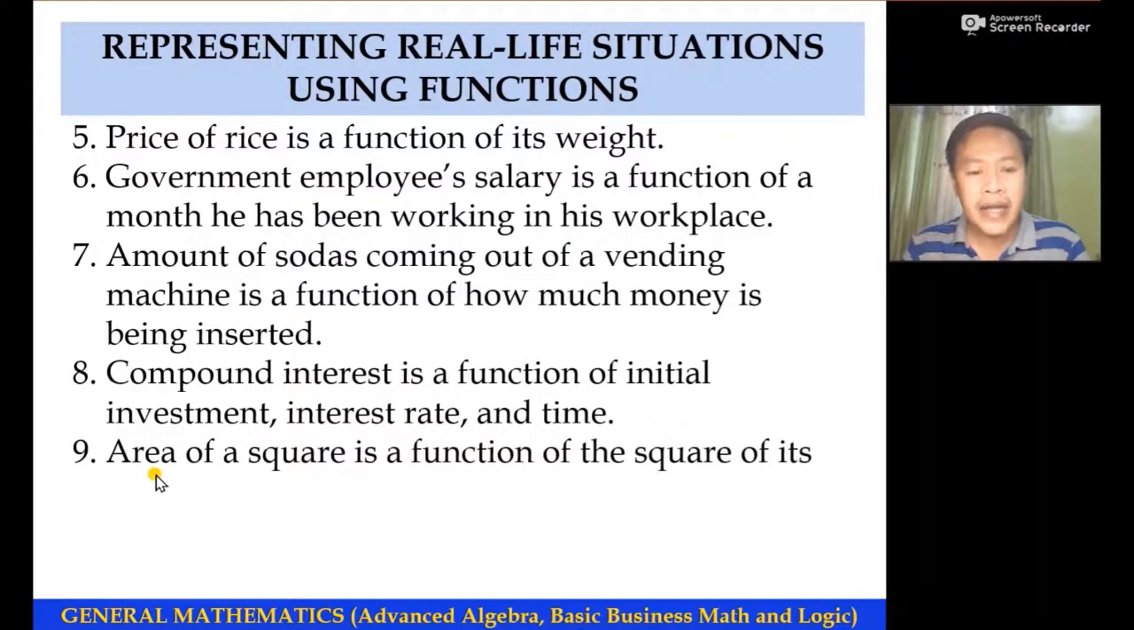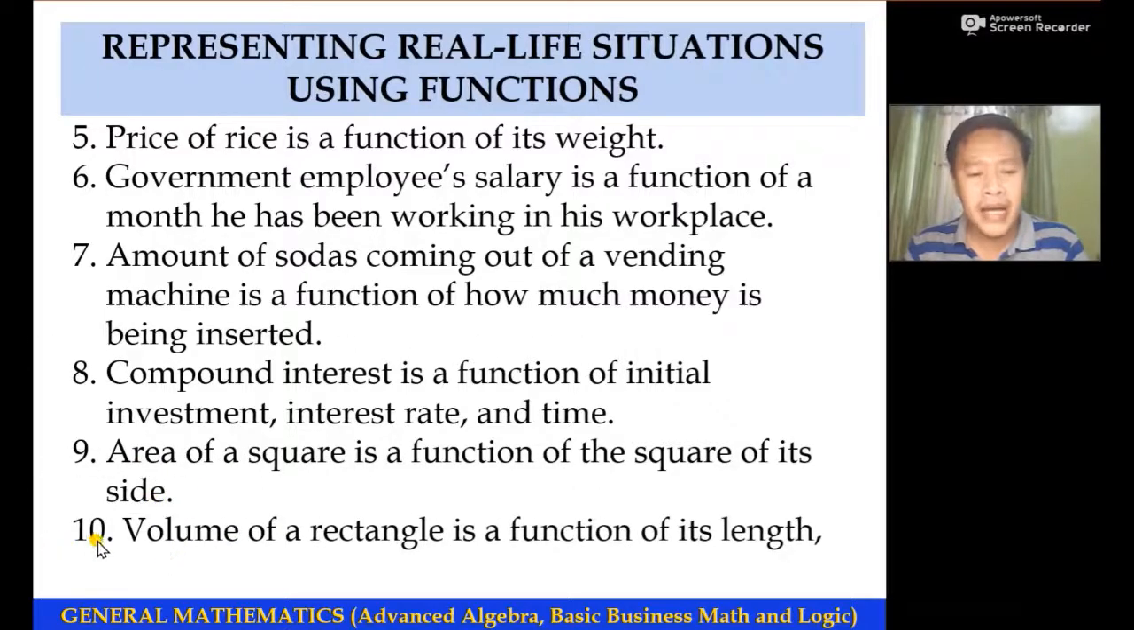Number 9. An area of a square is a function of the square of its side. Side is our independent variable and the area is our dependent variable. The formula is given by A is equal to S squared, where S is the side of the square.